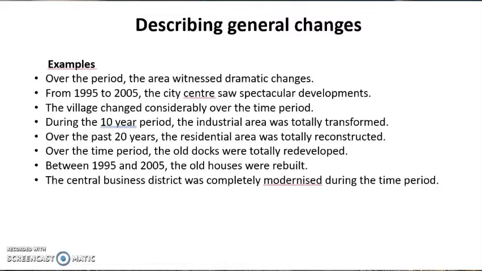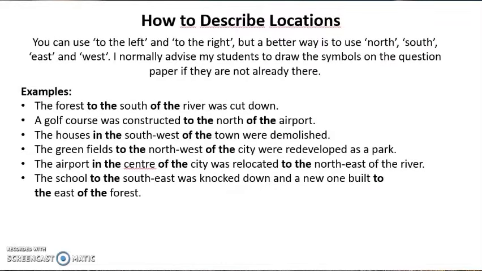How to describe locations? You can use to the left, to the right, but a better way is north, south, east, and west. I normally advise my students to draw the symbols on the question paper if they are not already there. For example, you can draw the symbols of north, east, west, south, and so on.